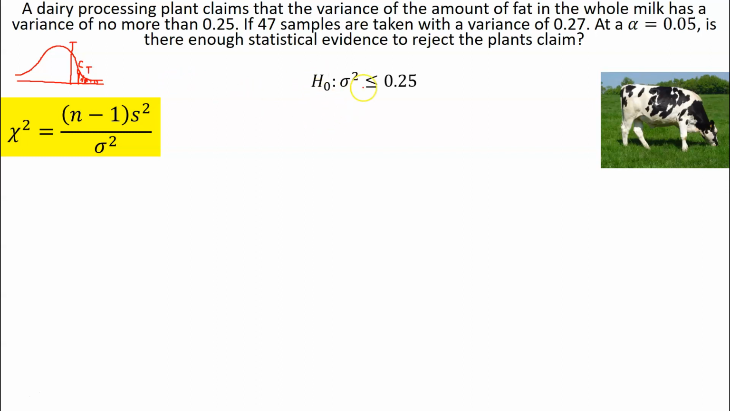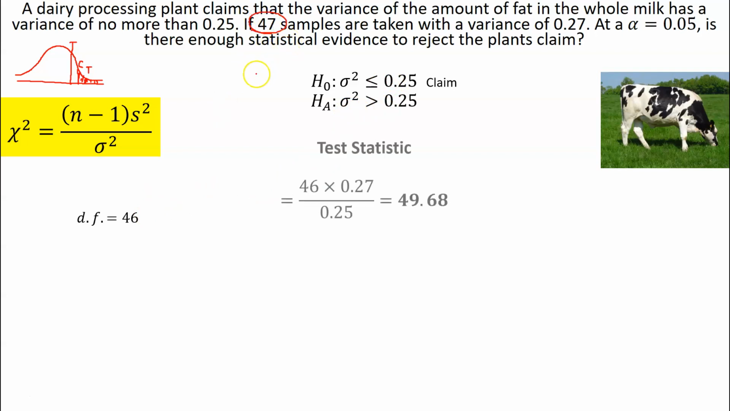In this case, let's get our null stated here. Our null is that our variance is less than or equal to 0.25. We've got to have the equals with it, which means that our alternative will have to be greater than that. Okay, so that's what we're going to be using. This one is the claim right there. As we set this thing up, our degrees of freedom is always one smaller than our sample size. That's going to be 47.